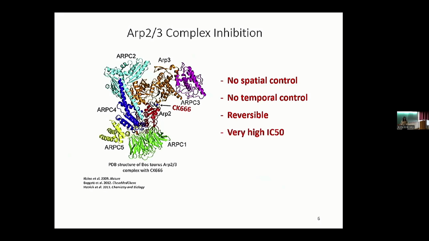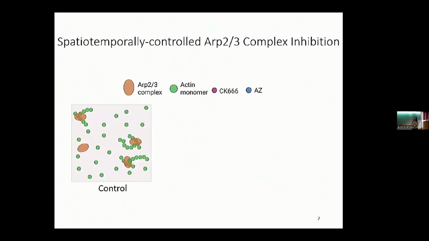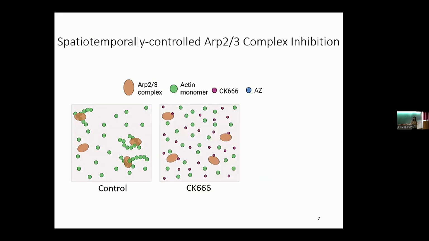It has a very high IC50, so you have to use a lot of the compound, which can lead to unwanted side effects and even some off-target effects. So how do we face these challenges using AZ and use it for the studies that we want to do? So imagine this is a cell and you have ARP2/3 complexes producing new branches of actin. CK666 at a relatively higher concentration, which we're just using as a benchmark here, can ablate all of these complexes successfully in the cell.